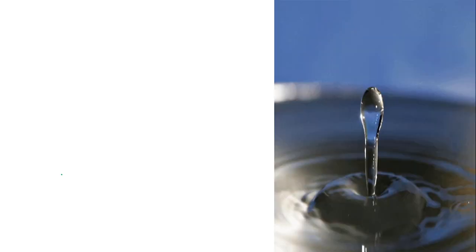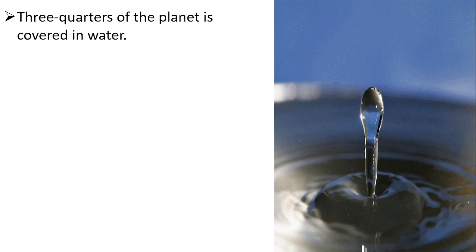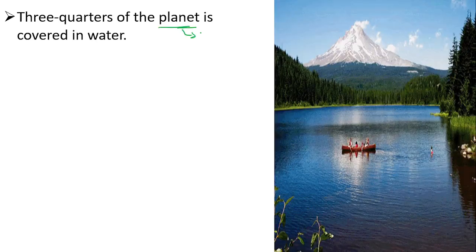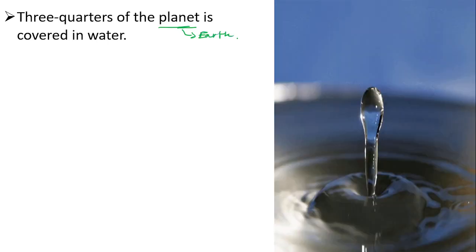Okay, with that in mind, we can move on, and we need to understand another point, which is that 3/4 of the planet is covered in water. So if you look at planet Earth, most of its parts is covered with water. You can talk about the lakes, the oceans, the rivers, the dams. All that is making up 3/4 of what? Of water. In short, we have a large amount of water on planet Earth as compared to the land.